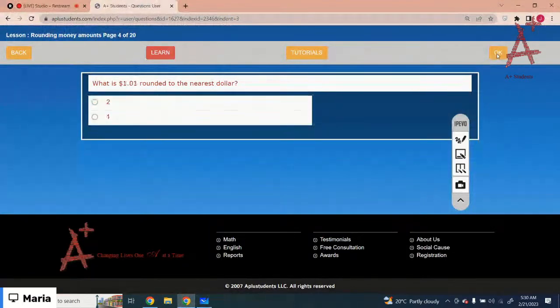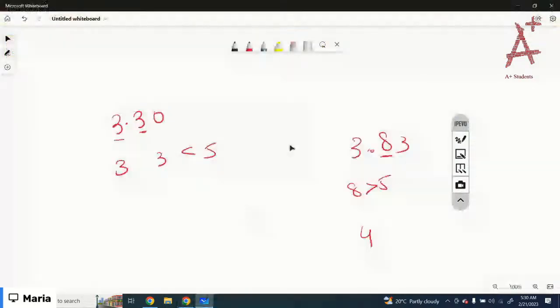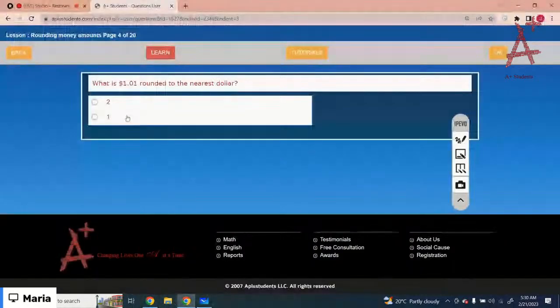Okay, the next one is 1.01. You have to round off 1.01 to the nearest dollar. Right after the decimal, you have 0. Is 0 less than 5 or greater than 5? 0 is less than 5. So you have to round on the same dollar. So it would be rounded off to 1. The correct option is 1. Just select the correct option and click on the OK button.